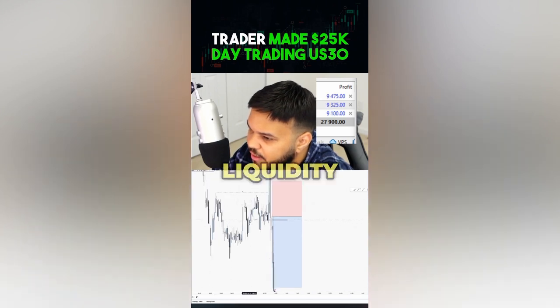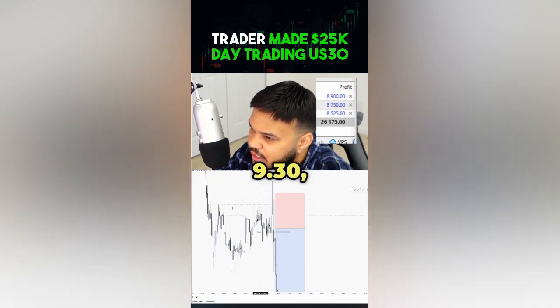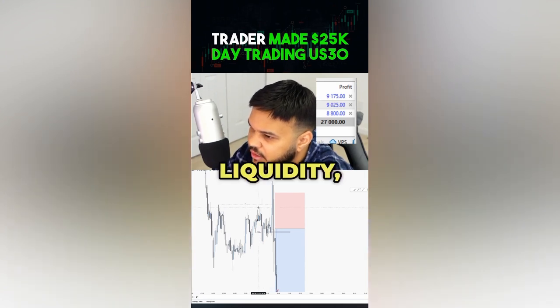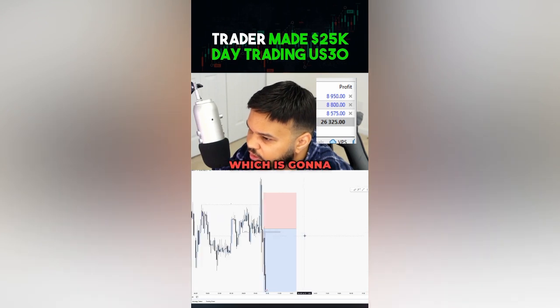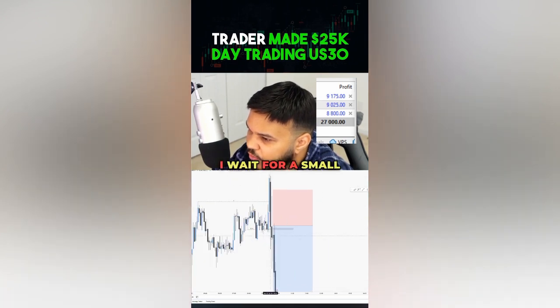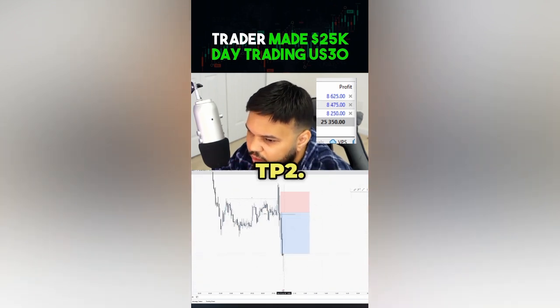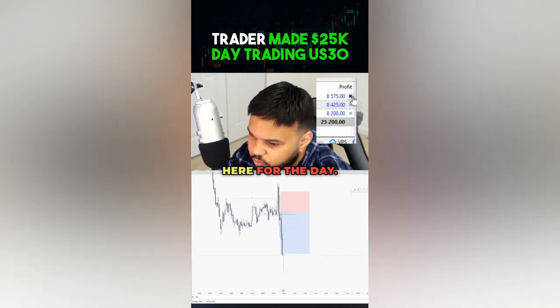So I wait for that liquidity to be taken right at 9:30, which is the time that I like to look for those kind of liquidity grabs. Market grab liquidity, and once it did that, I wait for the minor break in my favor back again, which is going to be this high or low right there. With that break, I wait for a small pullback into the level. I take the trade, put a stop loss at 40 pips. And as you guys can see, I'm up already at TP2. I closed my trade at 25 grand here for the day.